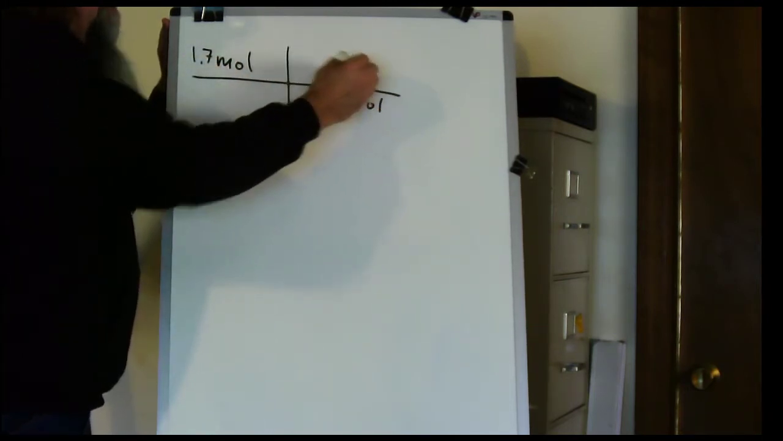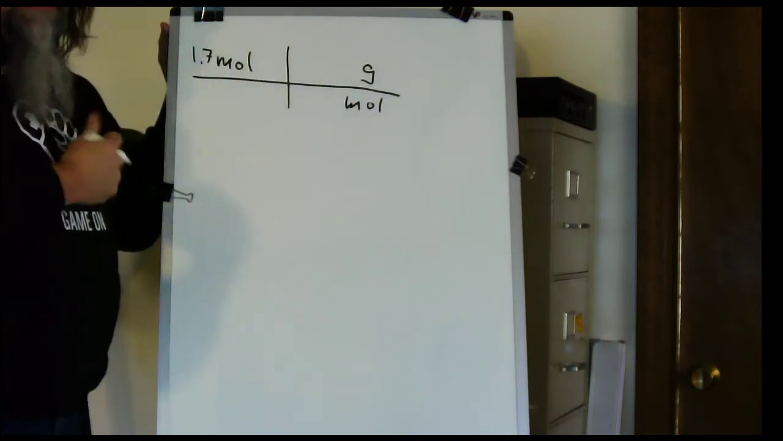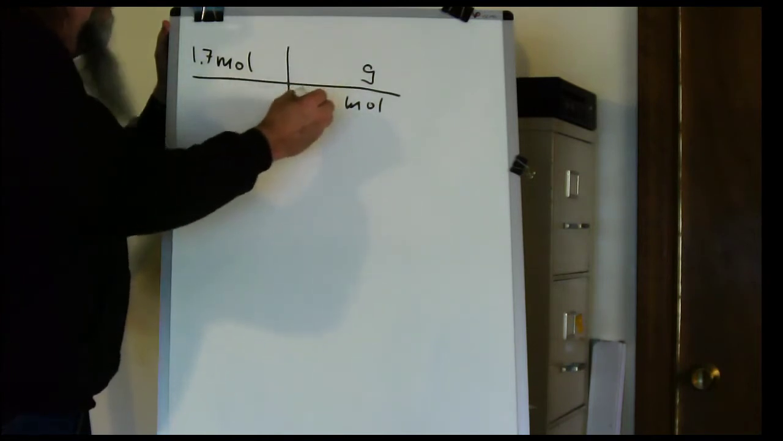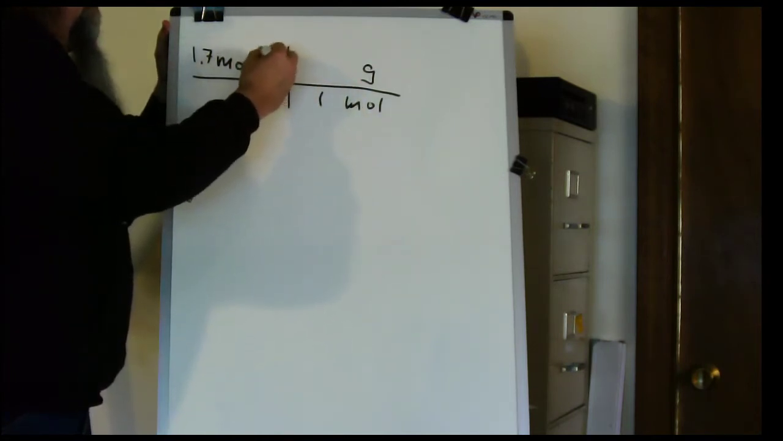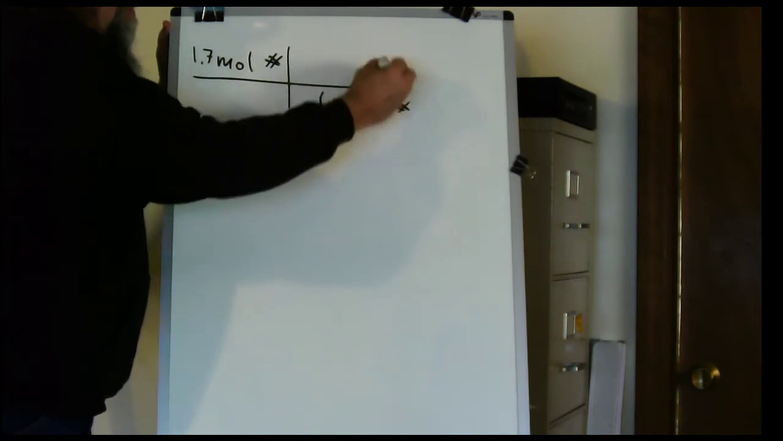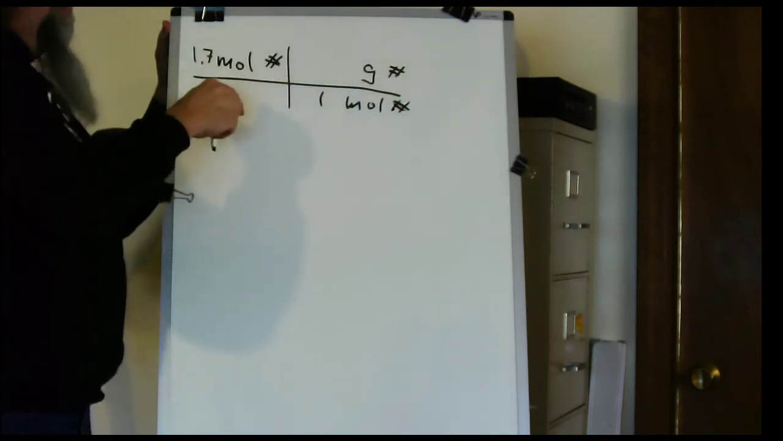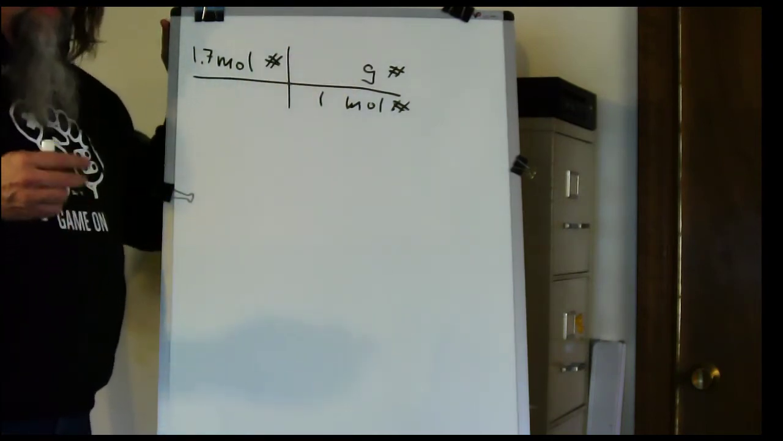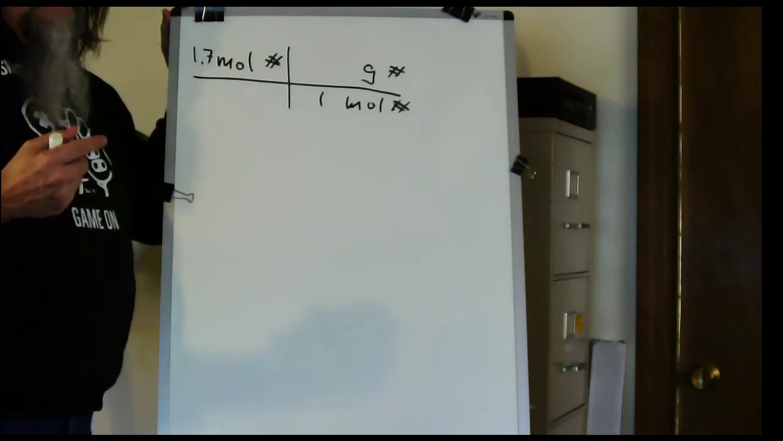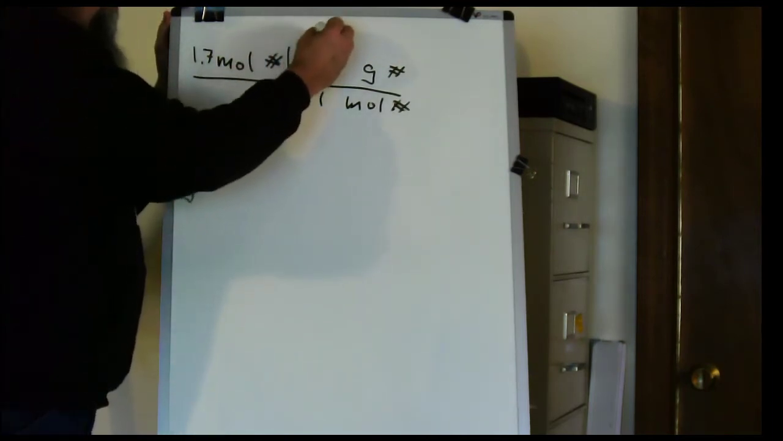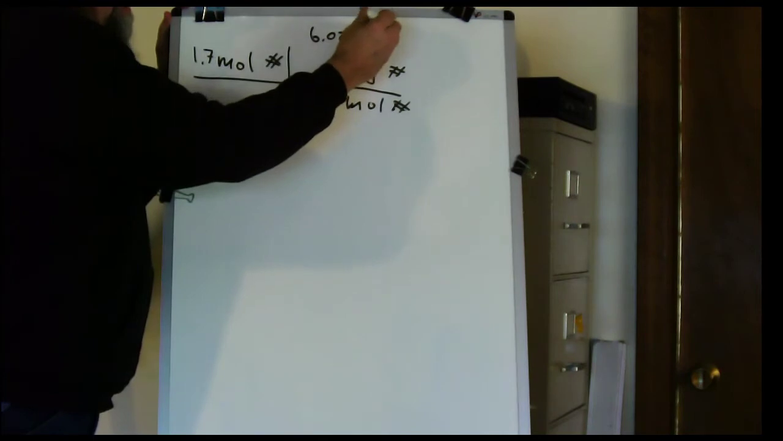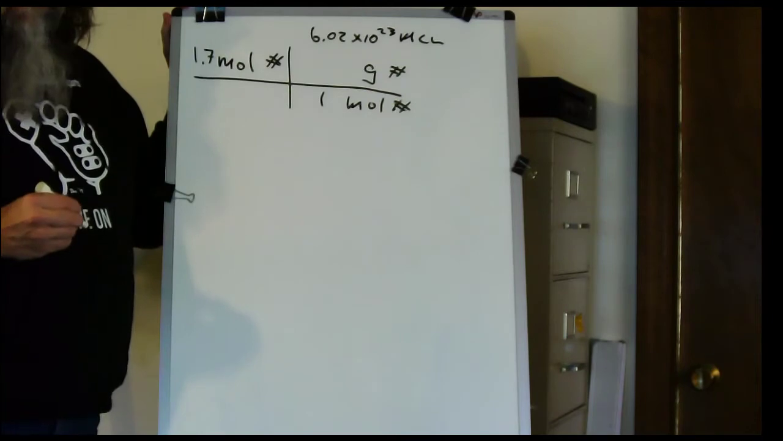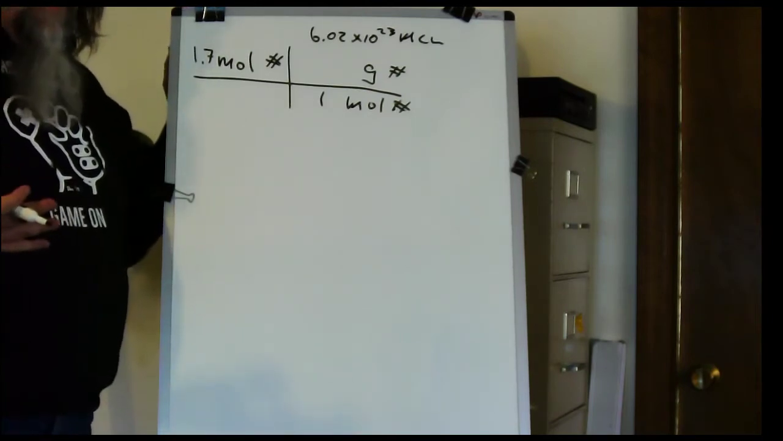And then you can put grams here. Or I could put molecules up there. It doesn't really matter. This is just the mole conversion stuff you guys have already been doing. It's always one mole of whatever your compound is. And the number of grams here would be the molar mass, which you get from the periodic table. Or if you were going to molecules, it would be Avogadro's number, which is 6.02 times 10 to the 23rd molecules.